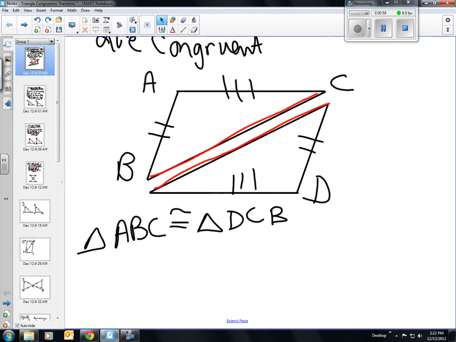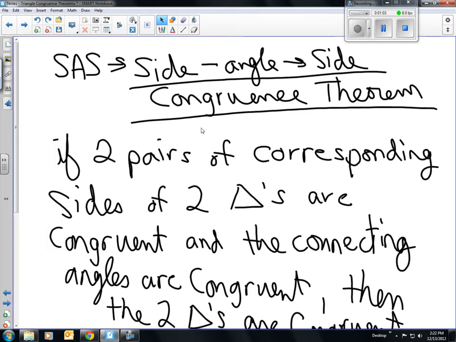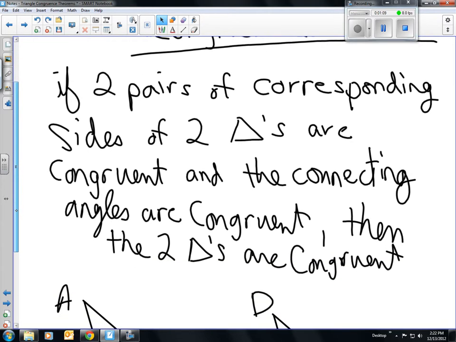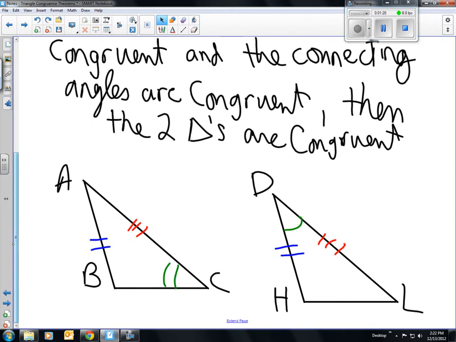And let's look at another theorem. Theorem 2 is the SAS theorem, which is side angle side congruence theorem. And that one says if two pairs of corresponding sides of two triangles are congruent and the connecting angles are congruent, then the two triangles are congruent. So we look at the two triangles here and we see that the blue side is congruent to the blue side. The red side is congruent to the red side.